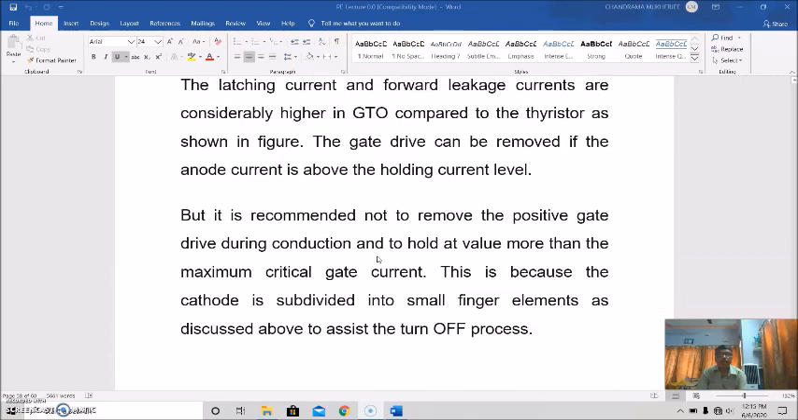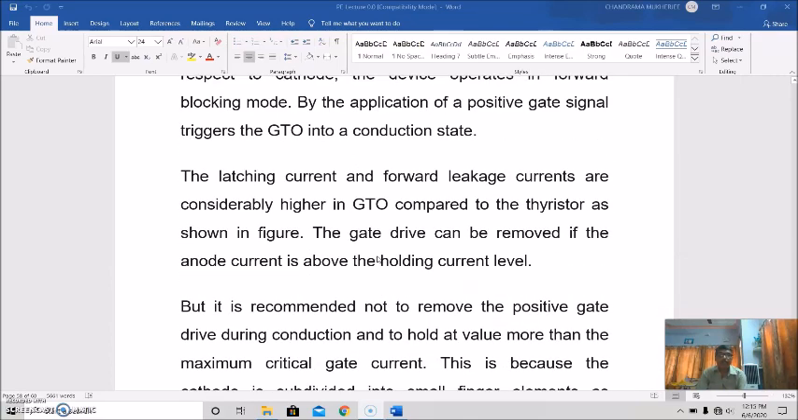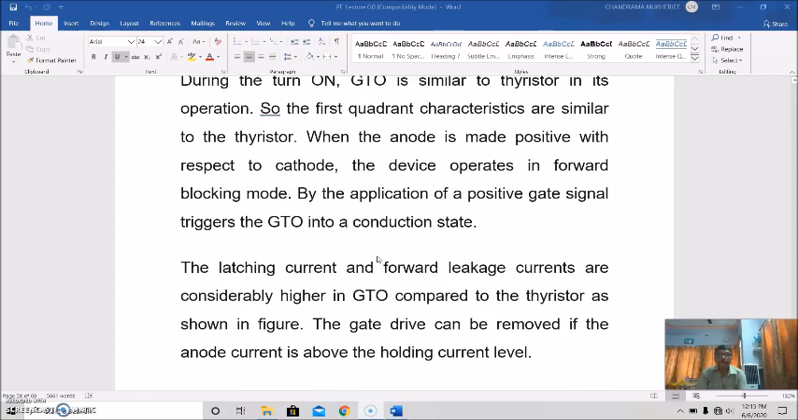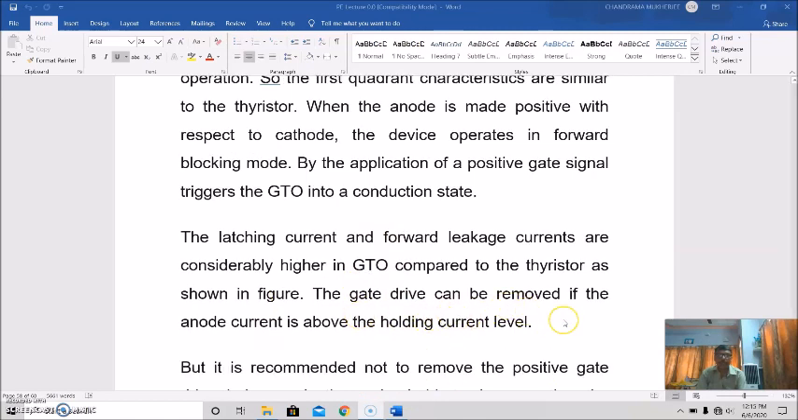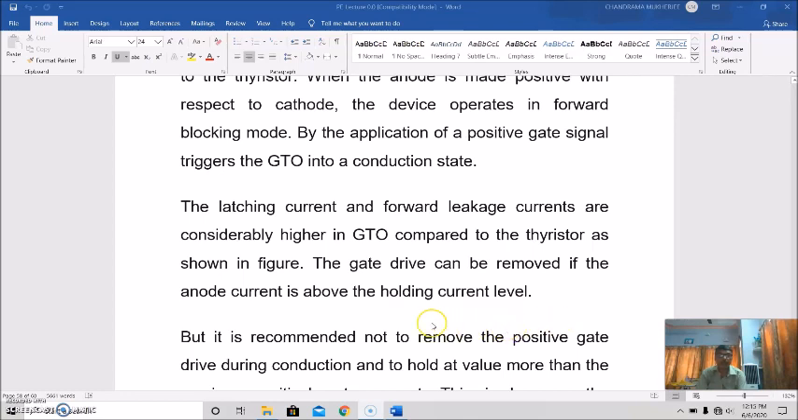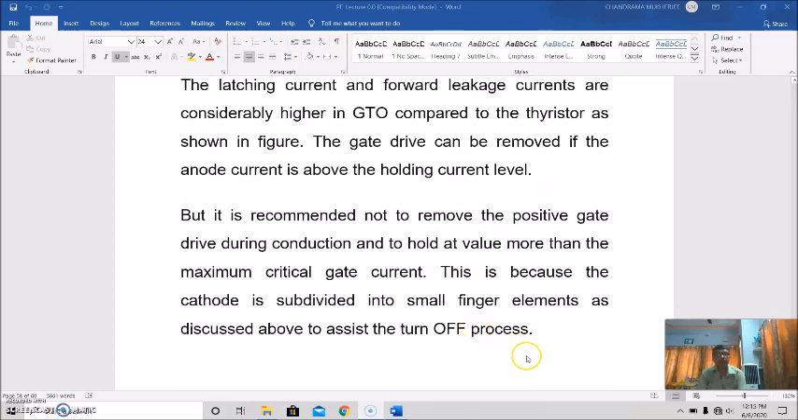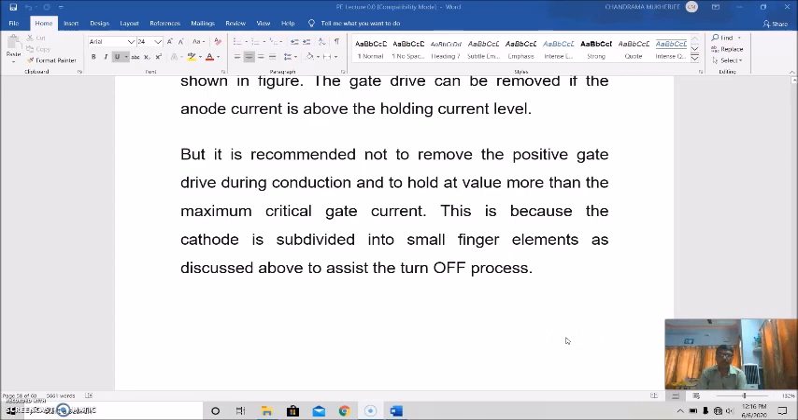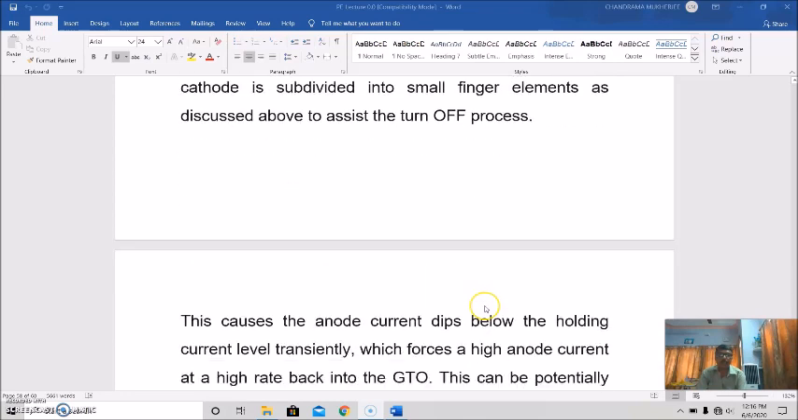The latching current and forward leakage currents, as I told you, are higher in a GTO. The gate drive can be removed if the anode current is above the holding current level, but it is recommended not to remove the positive gate drive during conduction and to hold it at a value more than the maximum critical gate current. This is because the cathode is subdivided into small finger elements, as discussed, to assist the turn-off process.